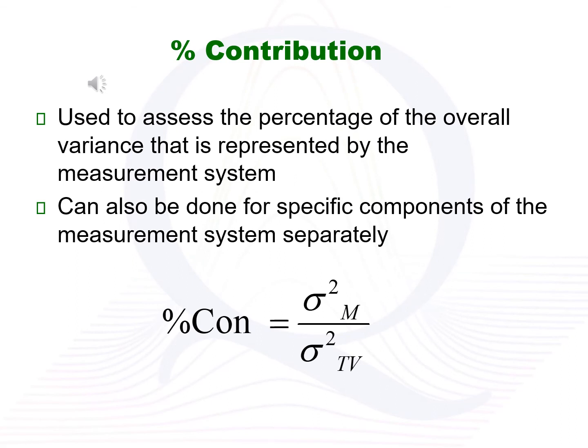The percent contribution is used to assess the percent of the overall variance that is explained by the measurement system. The overall variance is made up of the variation due to different parts, repeatability, and reproducibility. We can also use this to assess the contribution of individual components such as repeatability. We find the percent contribution by taking the ratio of the variabilities as seen on the slide.